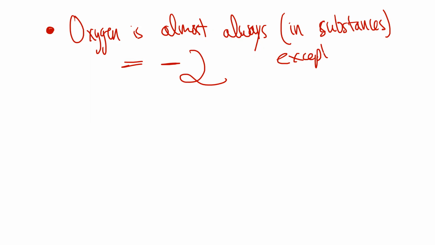The exceptions are OF2, where fluorine is more electronegative than oxygen, but oxygen is actually the second most electronegative element in the periodic table. Because it is the second most electronegative element in the periodic table, unless it is paired with fluorine, then it is going to have a -2 value. Only in oxygen difluoride does it actually have a +2. But aside from that, it's -2. Oxygen is -2.